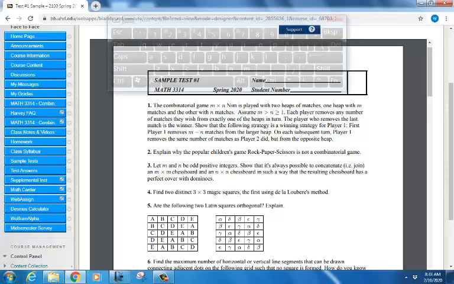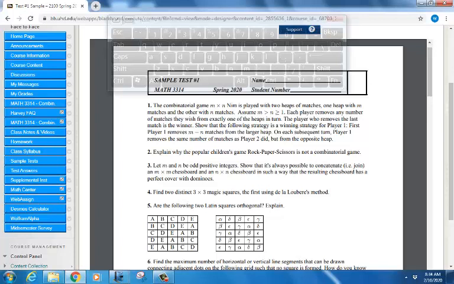One's a little bit harder. It describes a winning strategy for this version of NIM, which has lots of variations, and just asks you to demonstrate why this particular strategy is a winning strategy for one of the players. I think it's going to be pretty easy to see that, and you'll be able to write down the explanation pretty easily. This next one is a question about Latin squares, just seeing if you know the definition of orthogonal Latin squares. That's pretty straightforward, so that one's easy.